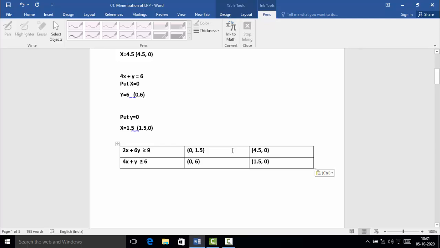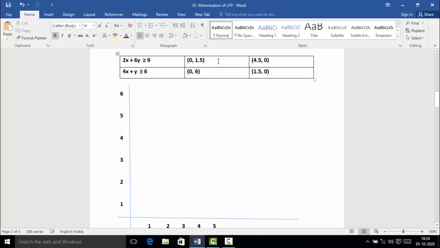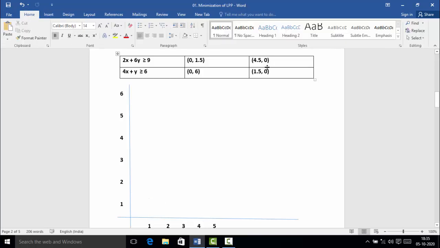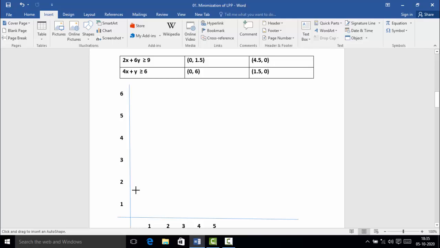Now we will plot these points on the graph, draw the lines and find the feasible region. The first points are (0, 1.5), which will be on the y axis between 1 and 2, and (4.5, 0), which will be on the x axis between 4 and 5. Now we will join these two points.